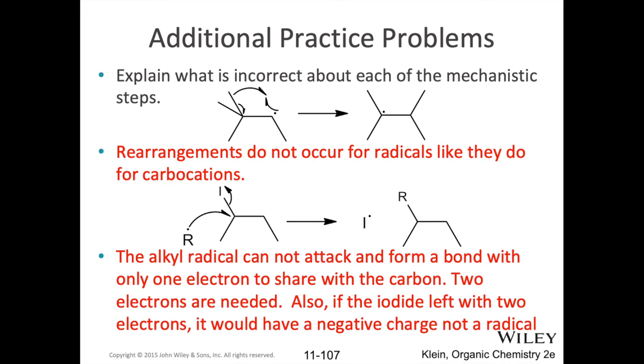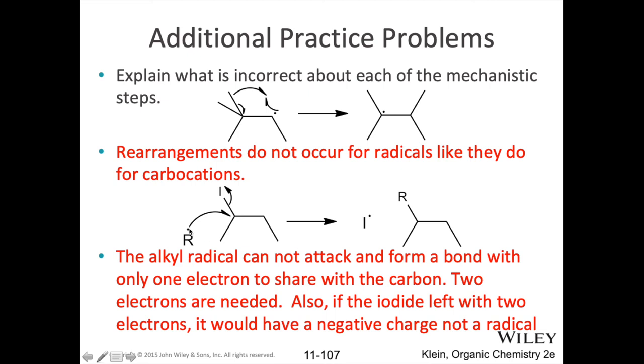In this step, this is a little bit misleading, right? Notice that we've got a double barbed arrow here. That implies that this radical is almost doing a nucleophilic substitution, like almost doing an SN2 reaction, kicking off the iodine as a leaving group. This iodine should be leaving as an iodide with 2 electrons, but we don't see that. We only see a radical forming.